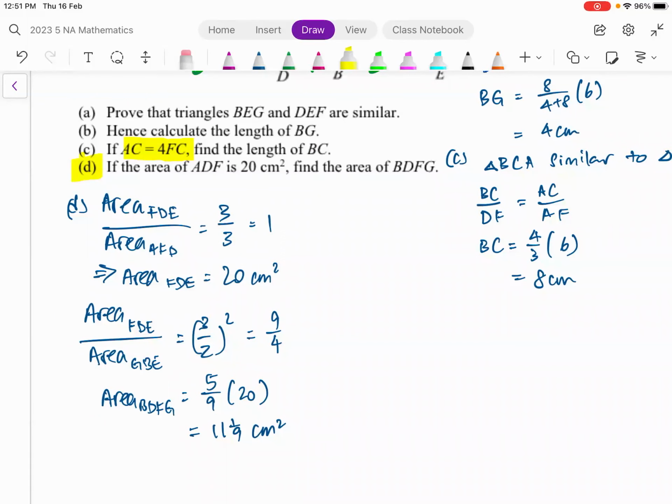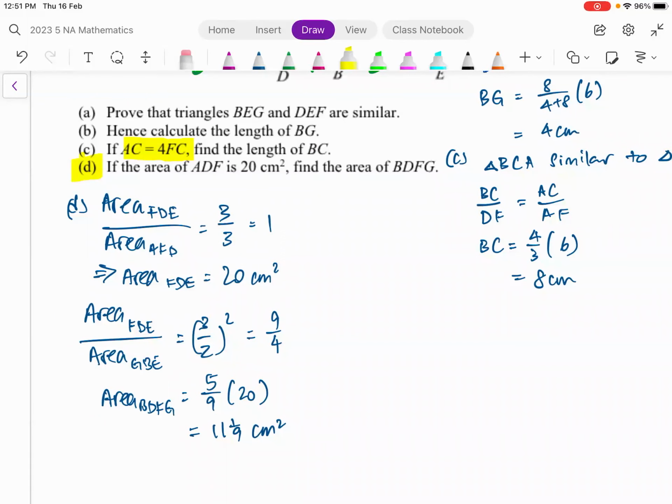Okay, 5A, proving these two triangles are similar. Anybody needs help? 5A. If not, 5B. 5B first, 32 square centimeters. Anybody needs help? Otherwise, 5C.